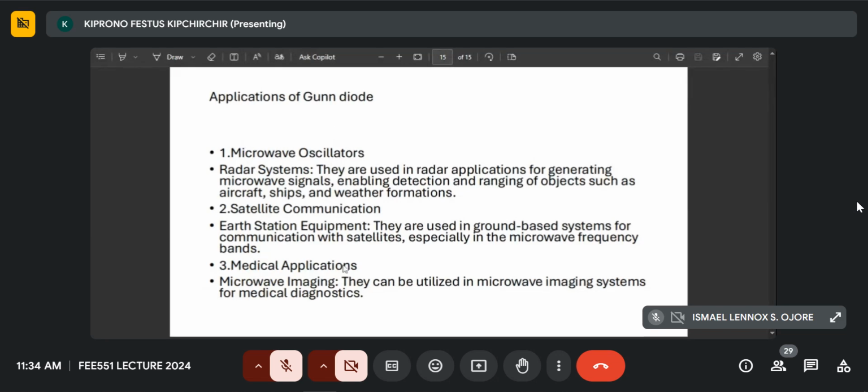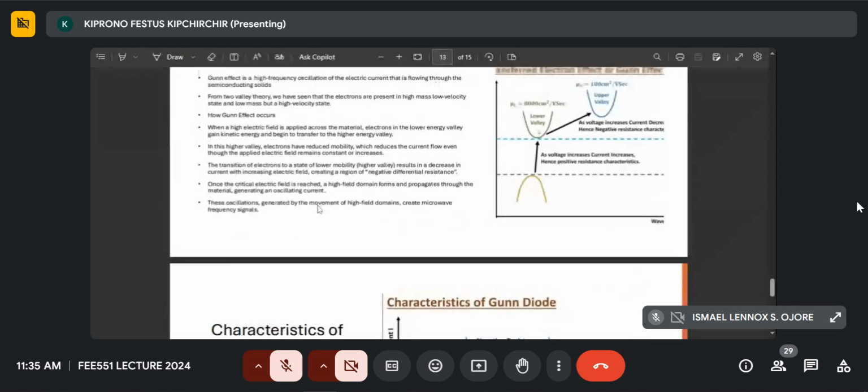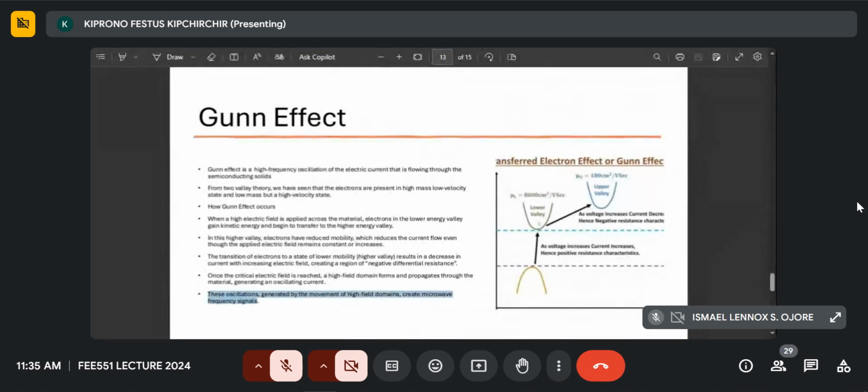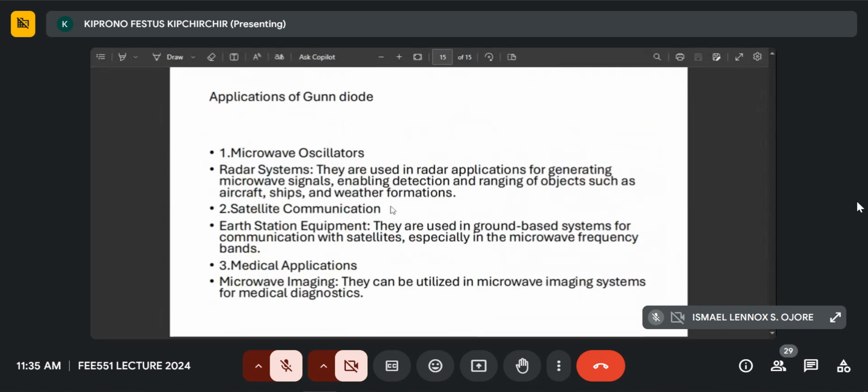So this is the first application. In microwave oscillators, we have radar systems. They are used in radar applications for generating microwave signals. As I said earlier, if I scroll back, I'll show you something. Here, the last point in Gunn effect, we have the microwave signals that we are talking about. That's the basis of the first application. So they are used in radar applications for generating microwave signals, enabling detection and ranging of objects such as aircraft, ships, and weather formation patterns.